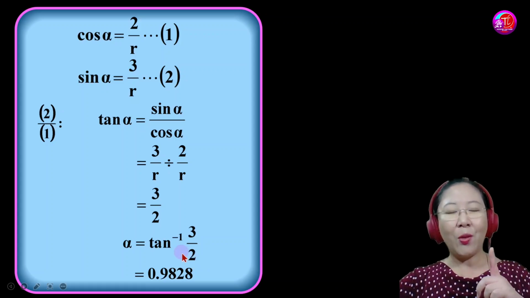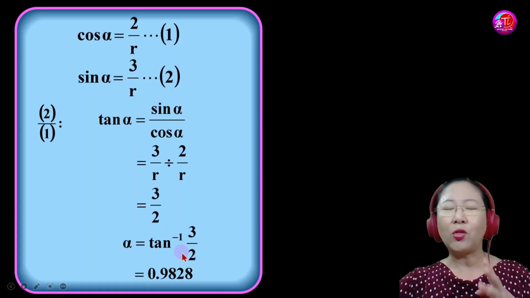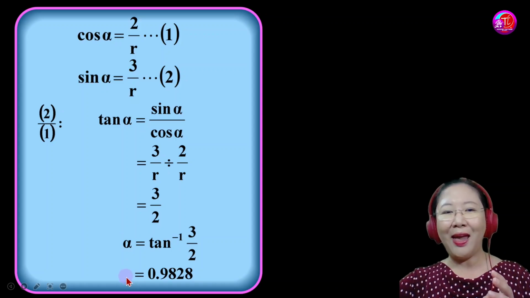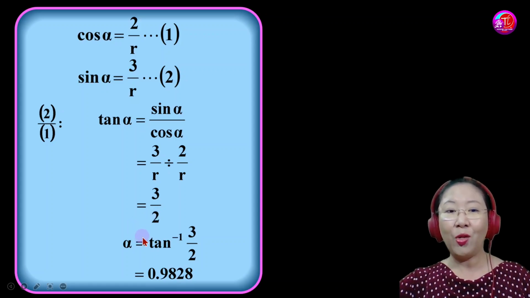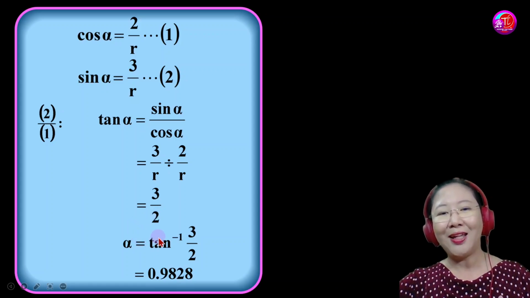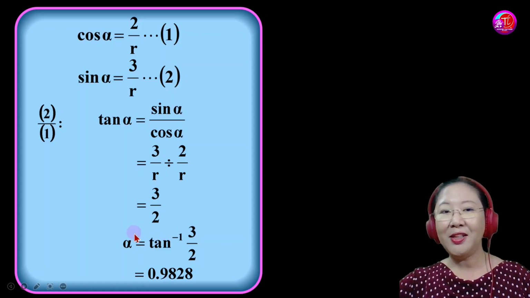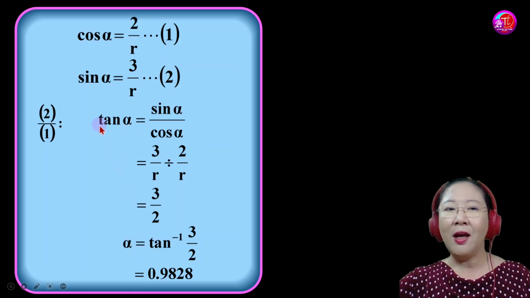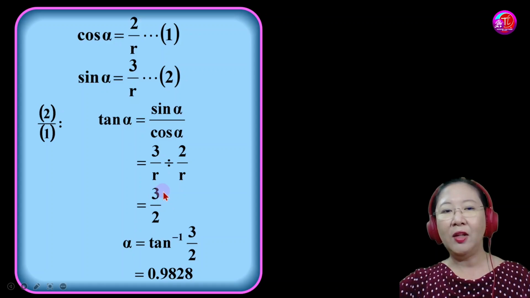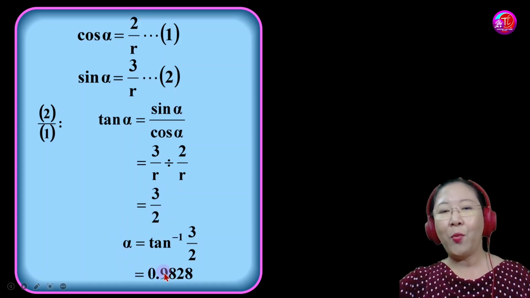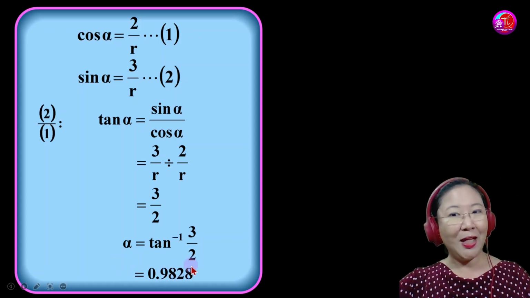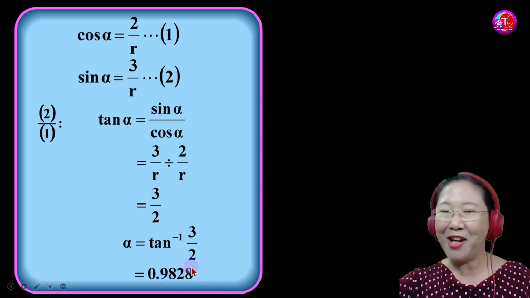Please remember, sometimes the students go too fast. They forget to write alpha equals 0.9828. From here, they press the calculator and straight away write equals 0.9828. This is actually wrong, because tangent alpha is equivalent to 3 over 2, but alpha equals 0.9828. So please be careful. Don't make that mistake and lose your marks.